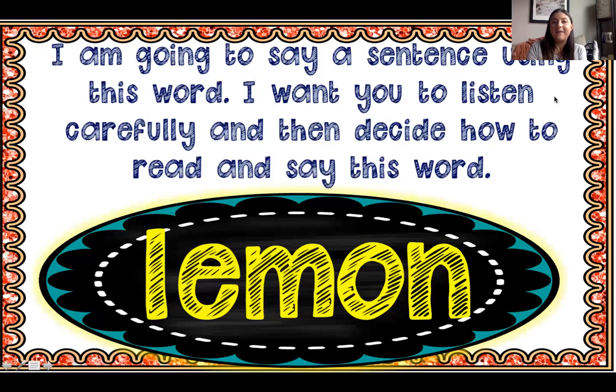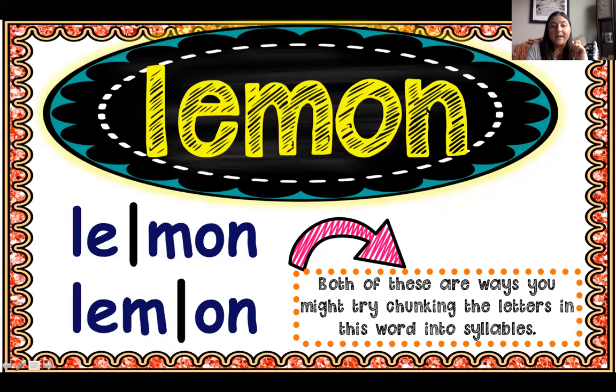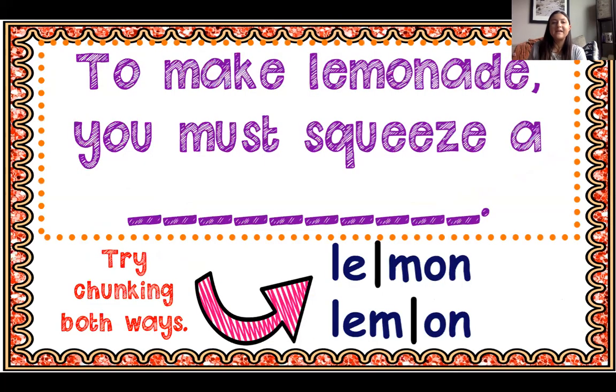Alrighty. For this part, I'm going to say a sentence using this word. I want you to listen carefully and then decide how to read and say this word. Okay, ready? I went to the store and I got a lemon to put on my salad. A lemon. All right. Should I have said lemon or lemon? I know that that one's going to be with a short sound, lemon. All right. So this is one where I can practice. Lemon or lemon? What are you thinking? Lemon. To make lemonade, you must squeeze a lemon.